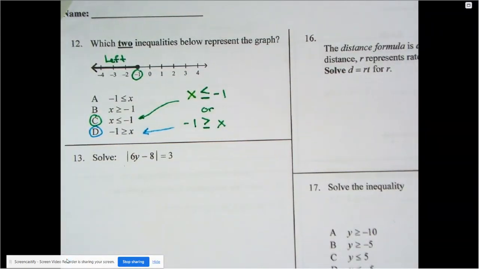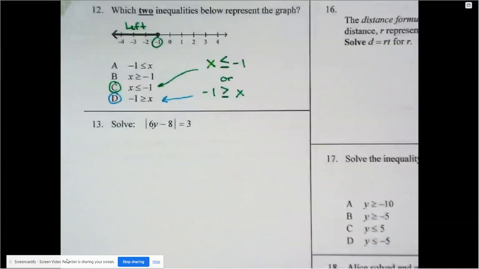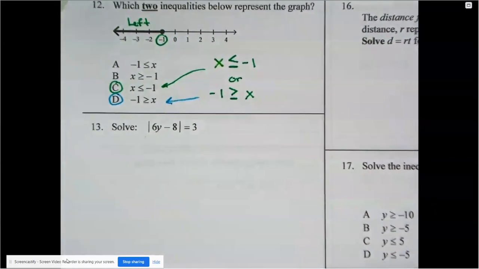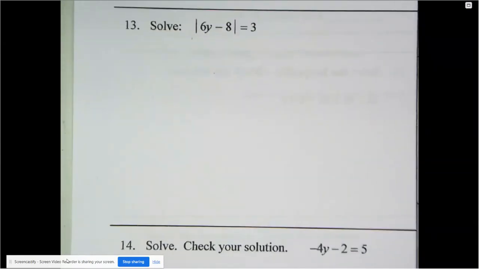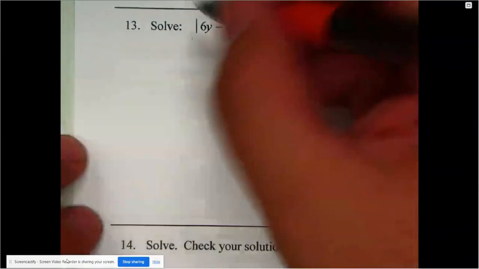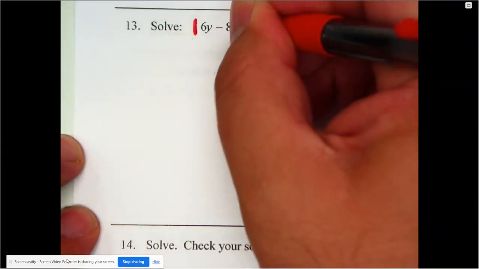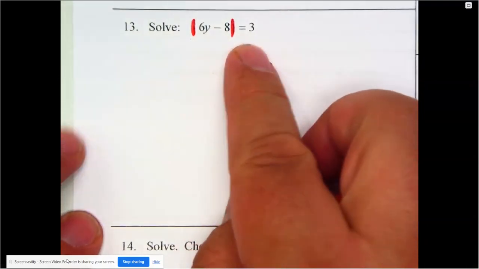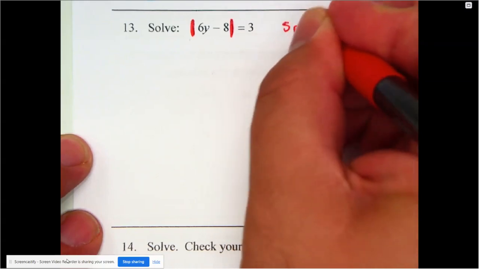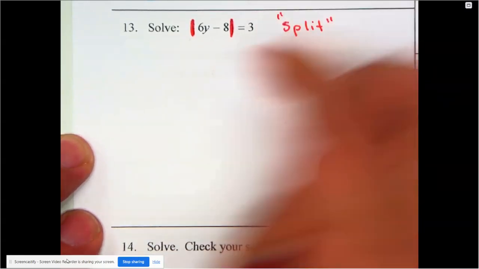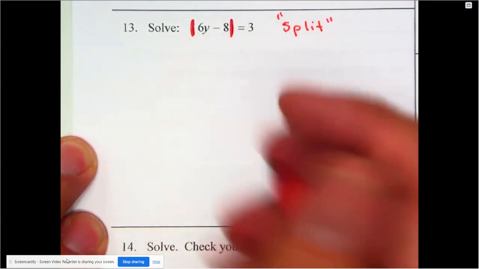Now, another big part of your test is that old stuff is going to come up. And this is one of those situations on number 13. See, on number 13, they're bringing in the concept of an inequality, of an absolute value. So we have the absolute value, and we said it should always equal a positive number, and it is positive. So this is when we do our split. Anytime we have an absolute value, I'm supposed to get two answers.